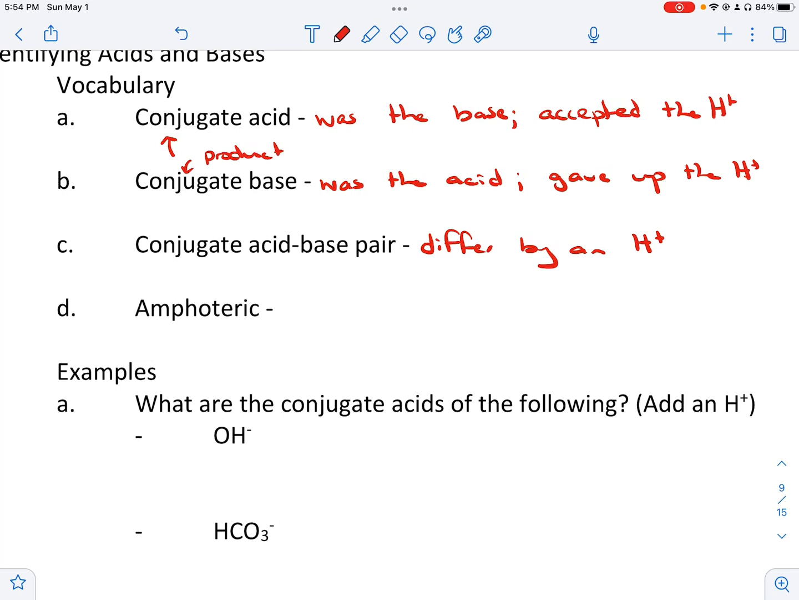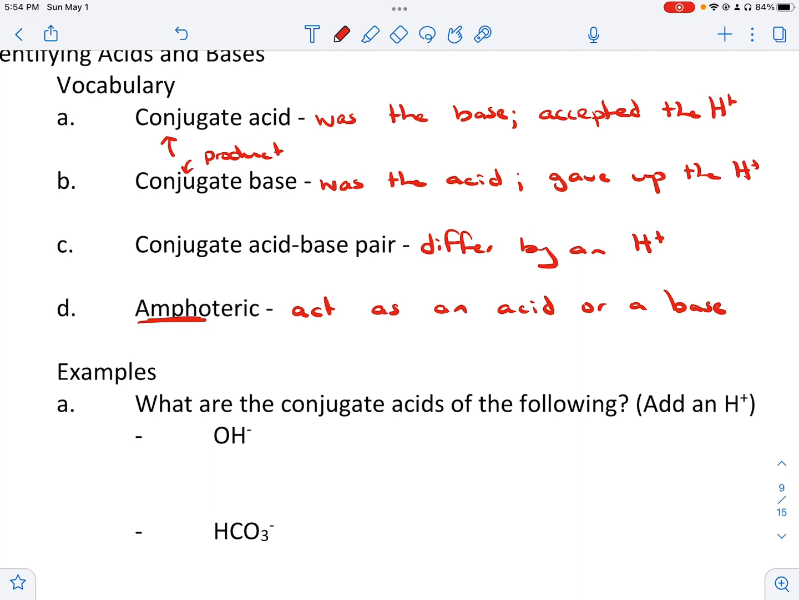And then we have another word: amphoteric. Ampho, just like amphibian, means that it can act as an acid or a base. Just like an amphibian can live on land or in water, amphoteric means it can act as an acid or a base, basically give up a proton or accept a proton.